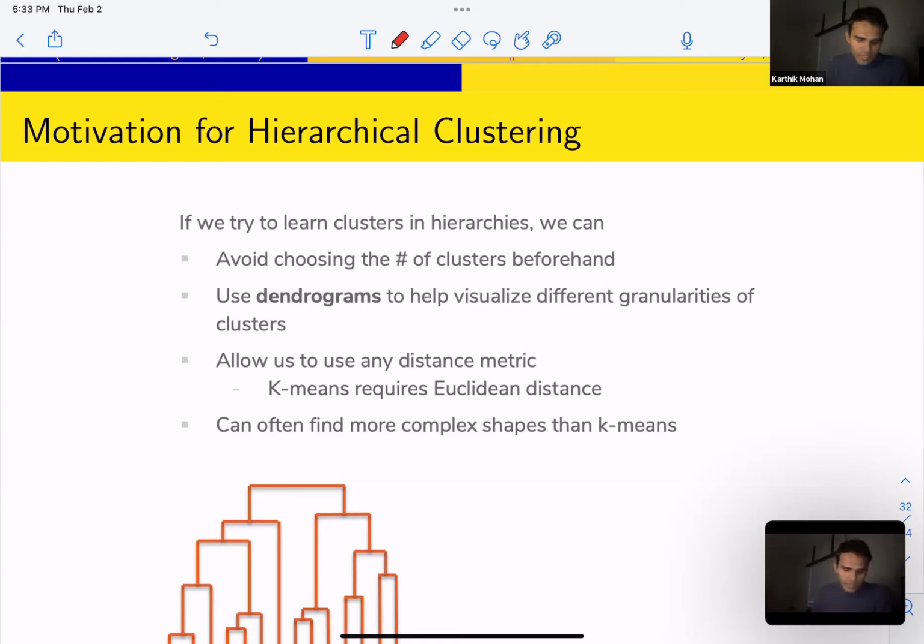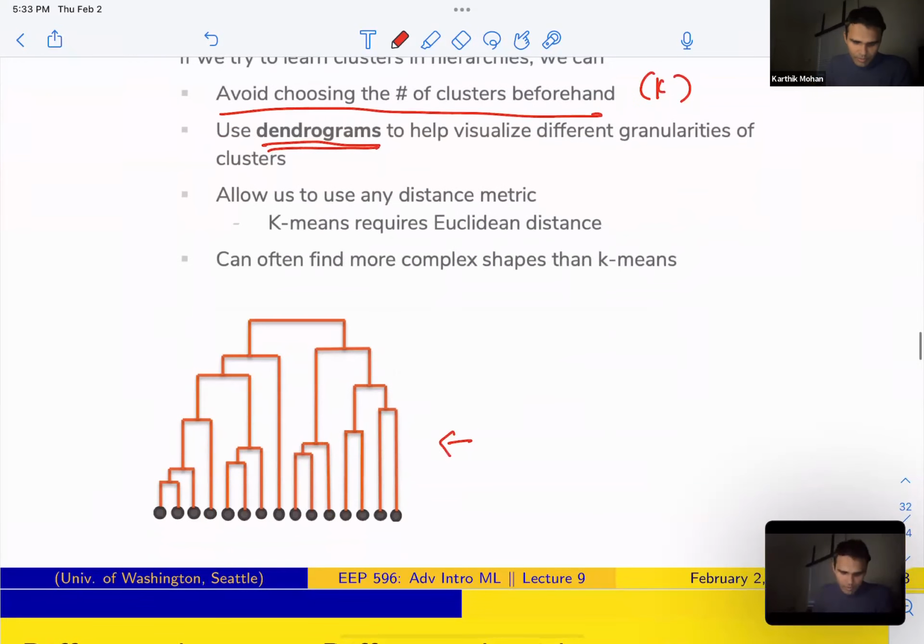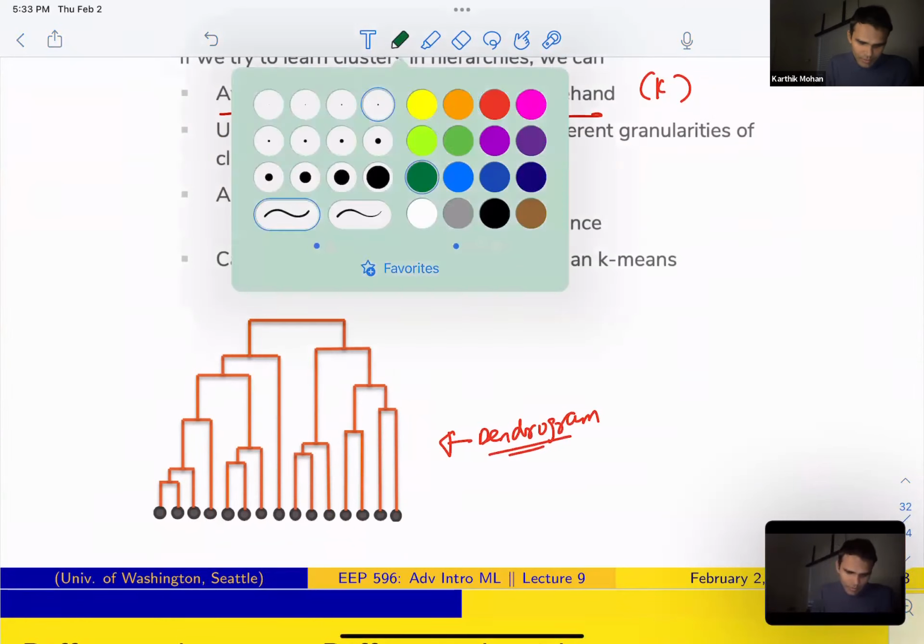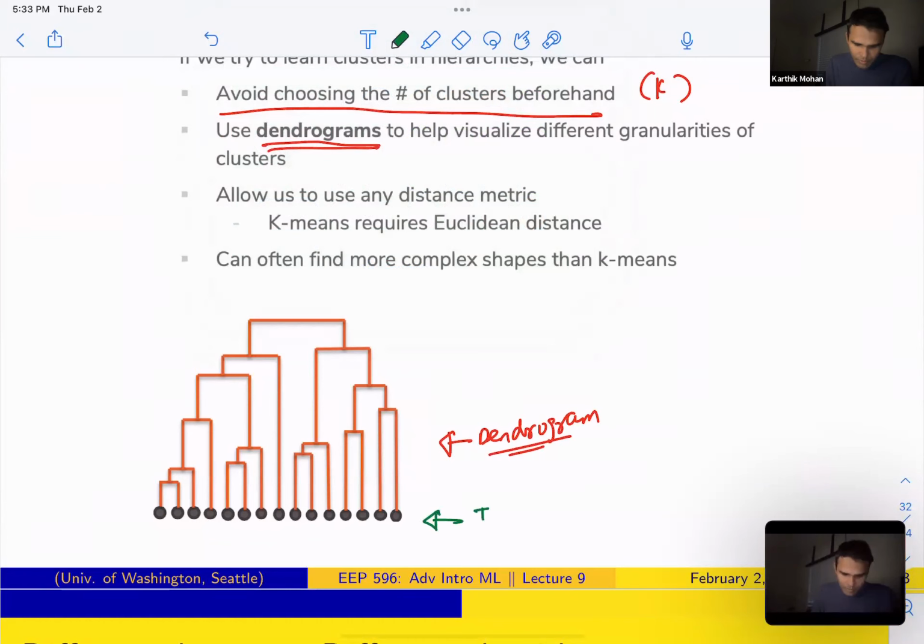In hierarchical clustering, you avoid choosing the number of clusters beforehand. So the K is something that you don't really choose beforehand. And dendrograms are used to visualize different granularities of clusters, right? So this is an example of a dendrogram. And you see here, these are all individual data points.